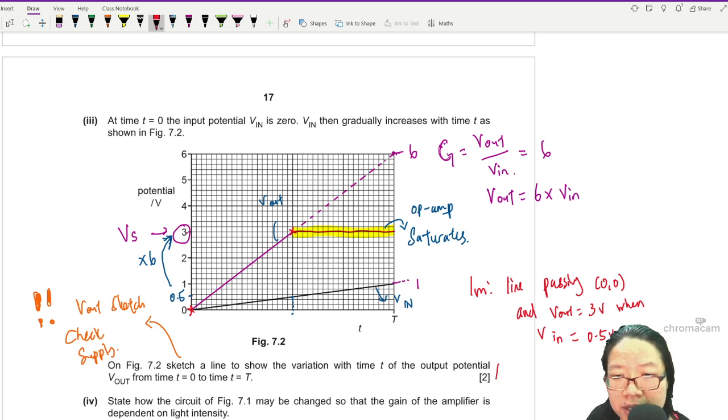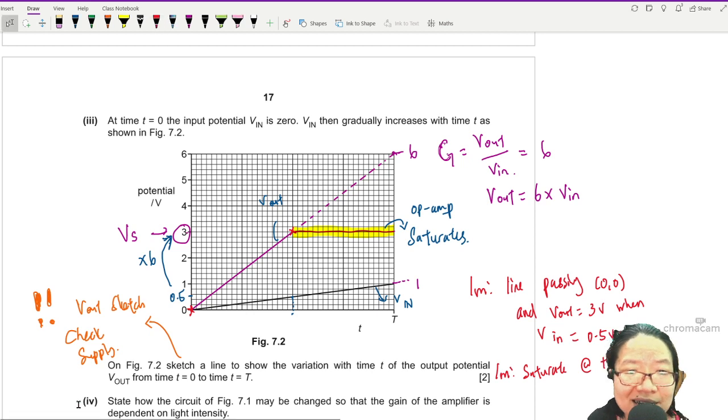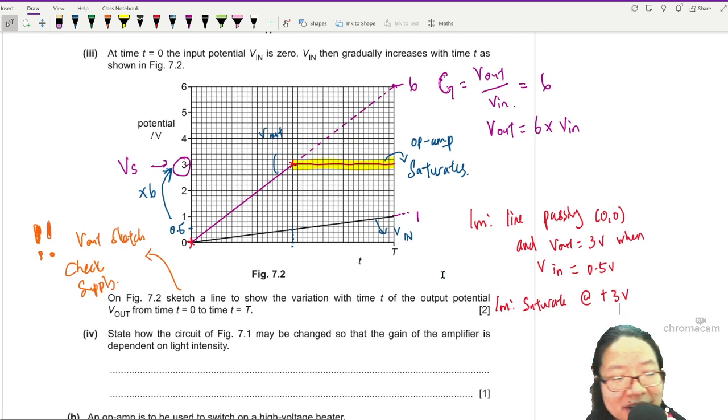Alright. Next mark is when you saturate at plus 3 volt. Okay? Because this is a non-inverting amplifier, so it will not flip to the negative. For examples involving the inverting amplifier, you can watch in the playlist.